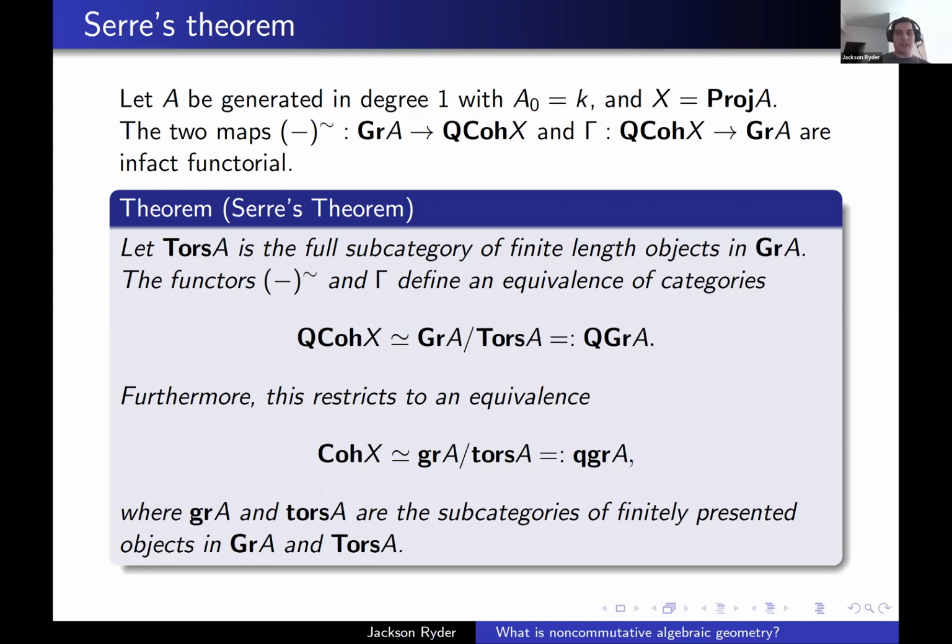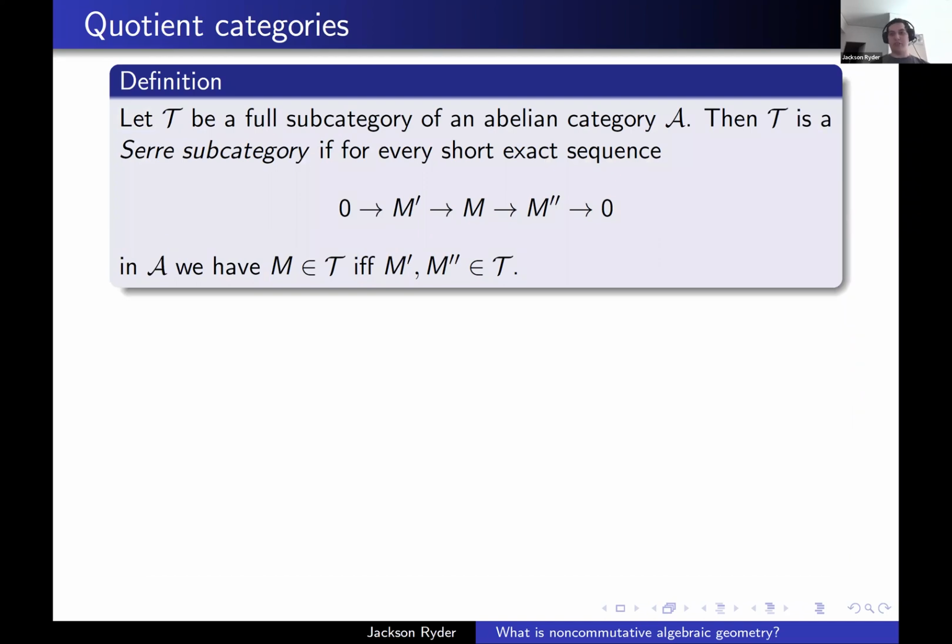So before we do anything else with this theorem, I'll just quickly talk about this idea of a quotient of a category by a subcategory. So we're going to take a subcategory of some abelian category A. We say it's a Serre subcategory if for every short exact sequence in A, we have that our middle term is in the subcategory if and only if the two outside terms are. So it's a subcategory that's closed under subobjects, quotient objects, and extensions. Okay. So yeah, our torsion subcategory that we defined before is one of these Serre subcategories, because if we have something with a finite composition series, any subobject, any quotient object, and any extension of these is also going to have a finite composition series.